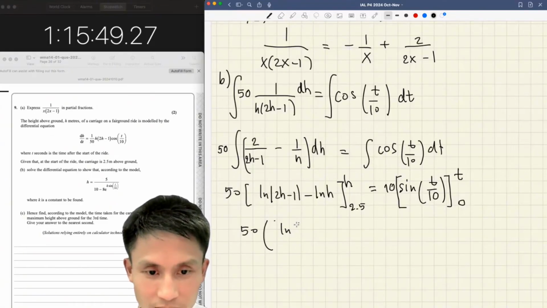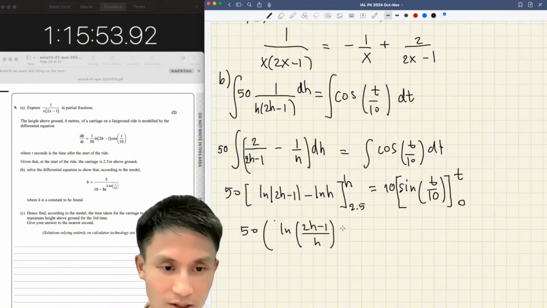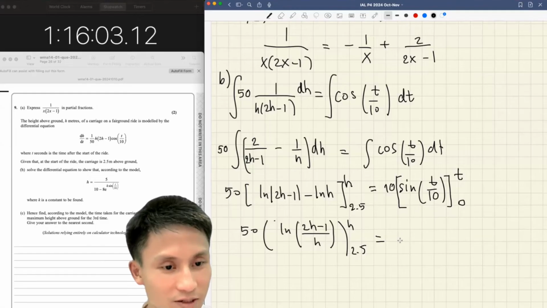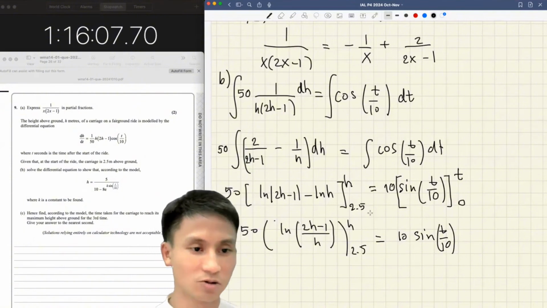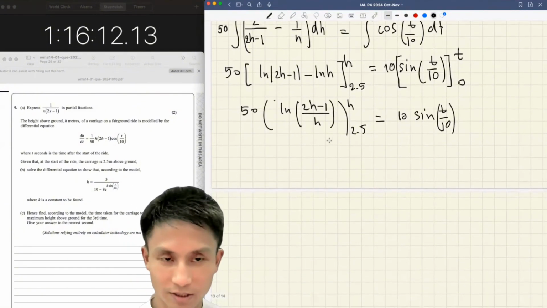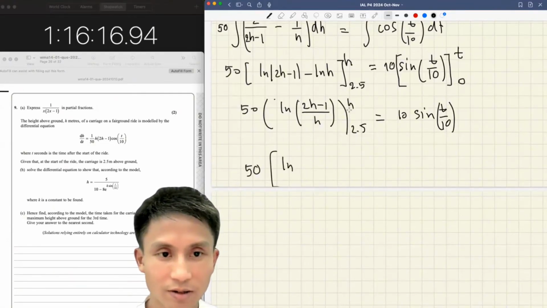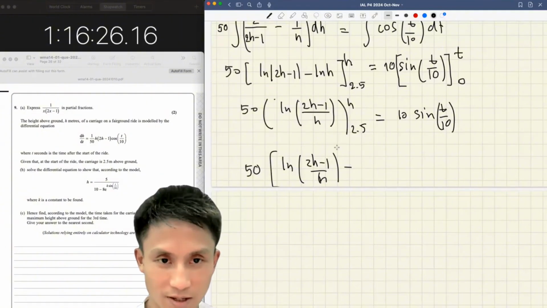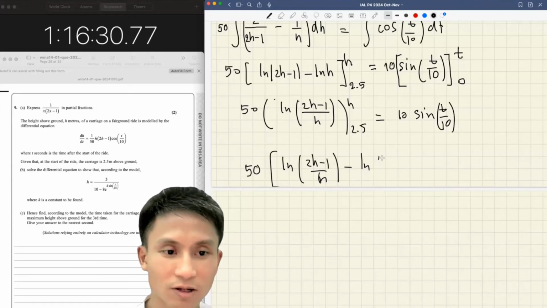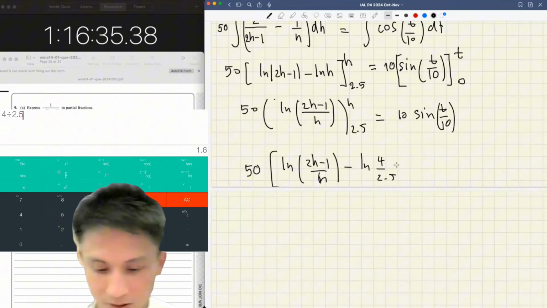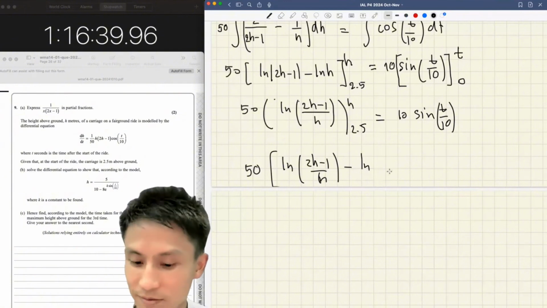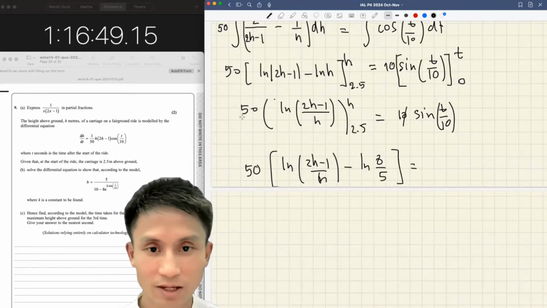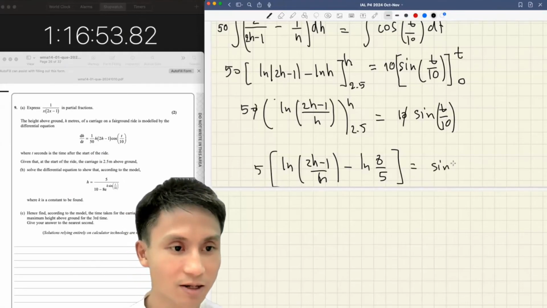So I have 2h minus 1 here over h, with bounds 2.5 and h. This is okay. Putting 0 in there, we get 0, so it's just 10 sine t over 10 already alone. Carry on with that. We're going to put in the bounds now. So that is ln of the h expression first, minus the other bound, which is ln of 2.5 times 2 is 5, 5 minus 1 is 4, so that's 4 over 2.5. 4 over 2.5 gives 1.6, which is 8 over 5. Oh, I forgot that we can cancel that as well. So this is 5 alone, and that is sine t over 10.